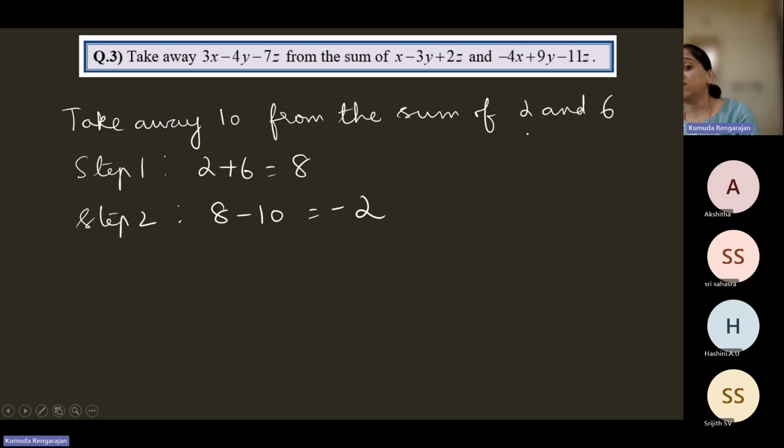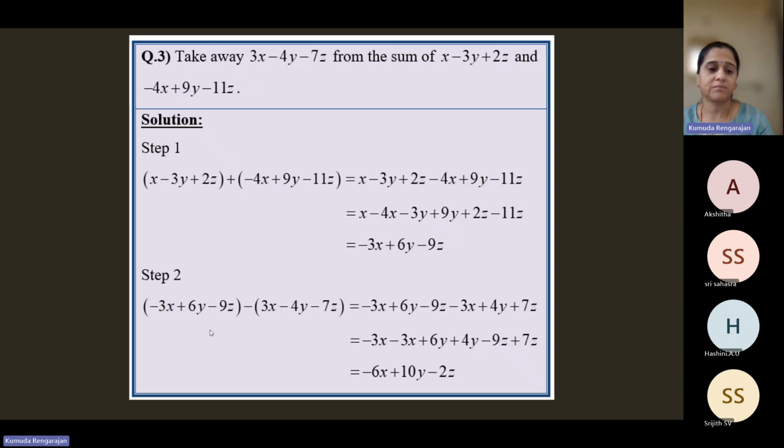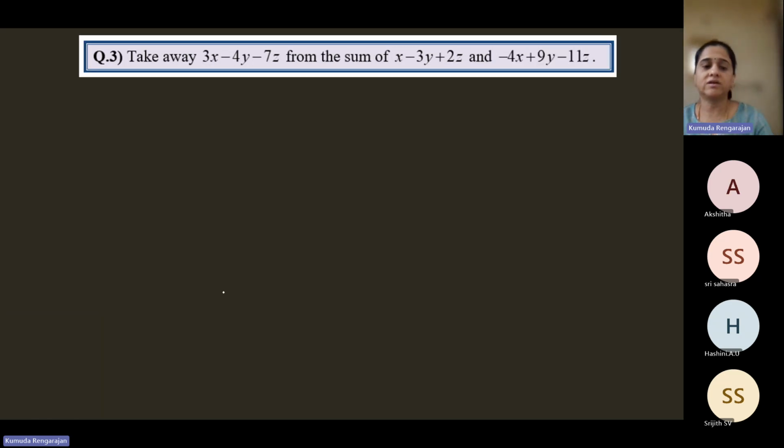Take away 10 from the sum of 2 and 6. So you should first add 2 and 6. 2 plus 6, 8. Now from that, you should take away 10. Take away means subtract. So 8 minus 10 is minus 2. Use the same idea. Do it in 2 steps. See here. Those who need help with the answer, you don't see the screen, just take the question from here. Work it in 2 steps, step 1 and step 2.